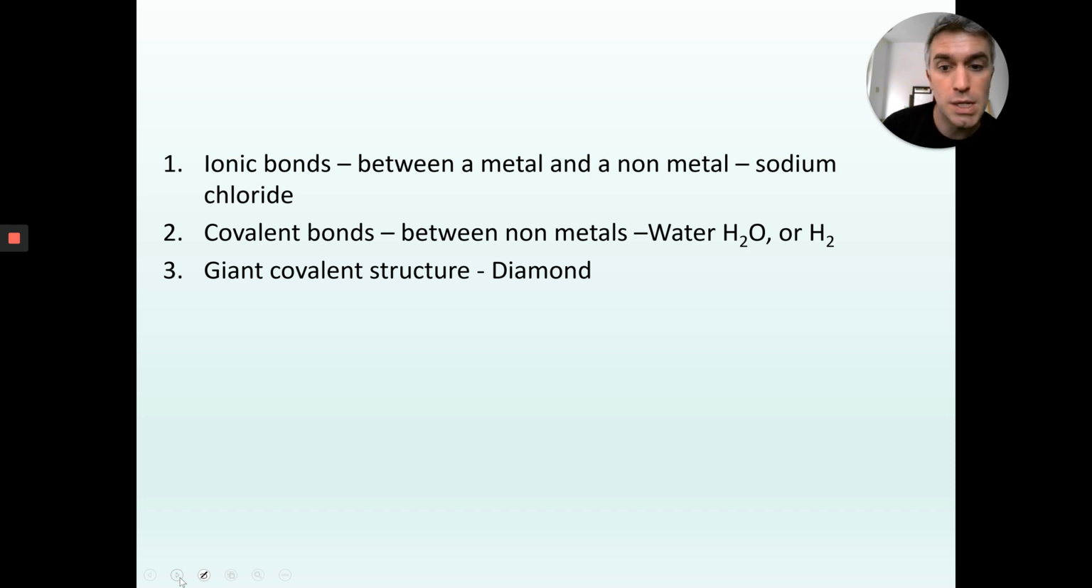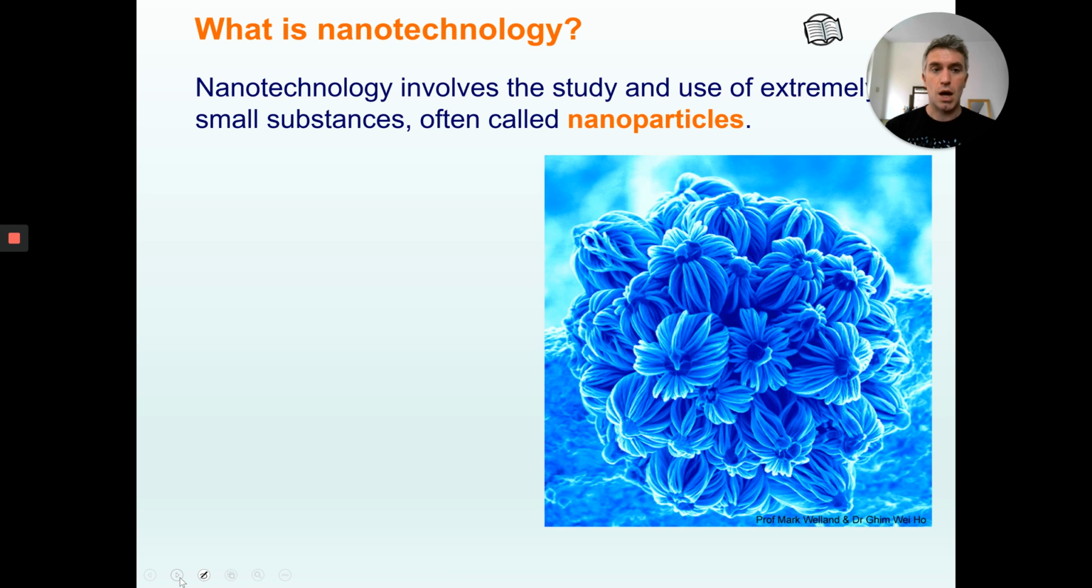Covalent bonds. These are between non-metals. Examples are something like water, which is H2O, or you could just have a simple covalent bond in a hydrogen molecule, H2. Another example could be a giant covalent structure, and diamond is an example of a giant covalent structure. We are, though, not looking at anything giant. We're going to look at things that are very small.